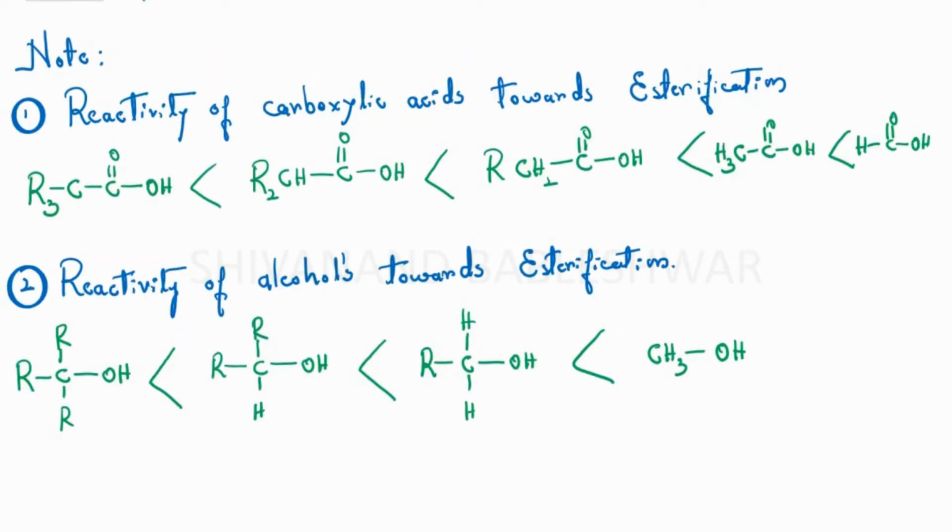Now students, we have learnt the esterification, but there are two important notes for us to understand here. Note number 1: we have to understand the reactivity of a carboxylic acid towards esterification. I have written the order here. In the order you can see that formic acid is going to react in a more efficient manner when compared with acetic acid, right?